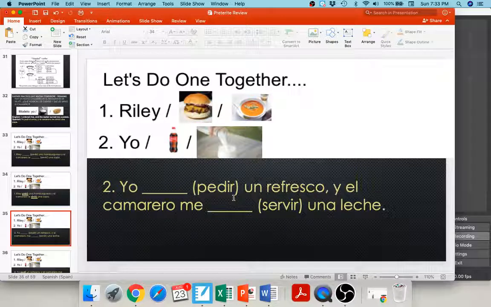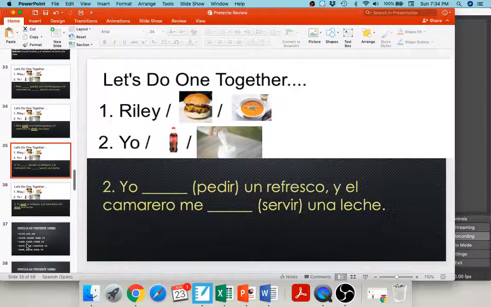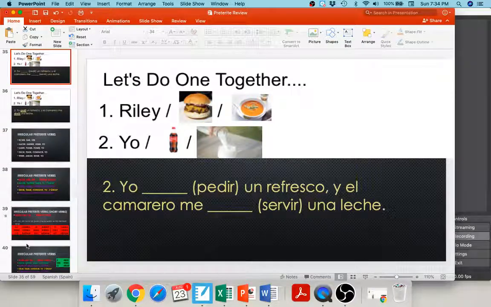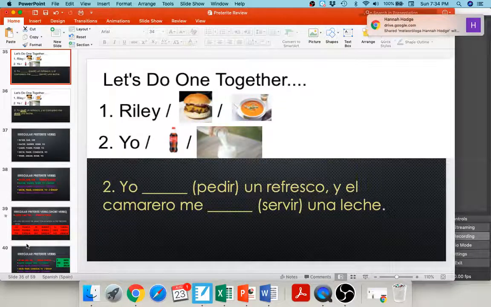Here's one more for you to try. Number two says, "Yo... un refresco y leche." You're trying to say that I ordered a soft drink and the waiter served me some milk. So, yo pedí, because it's not in the third person singular or plural form, and the waiter served me some milk. Well, think about servir.